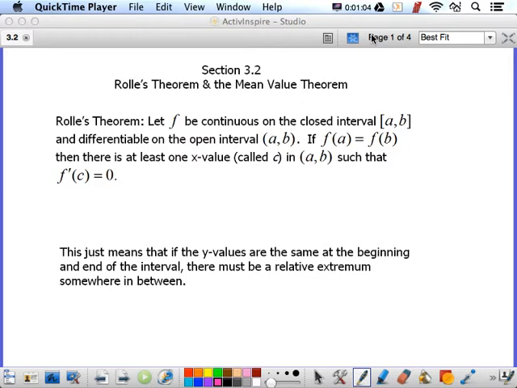So one more time, it has to be continuous, differentiable, and f of a has to equal f of b. If those three things are true, then there has to be at least one value in that interval where the first derivative is equal to 0. Another way of saying that is that if those three conditions are met, then there has to be a relative extremum somewhere in there, or a turning point.